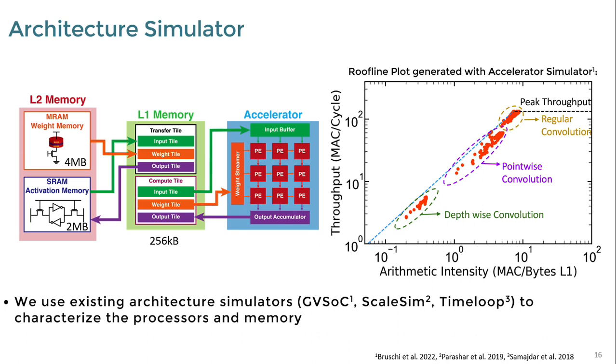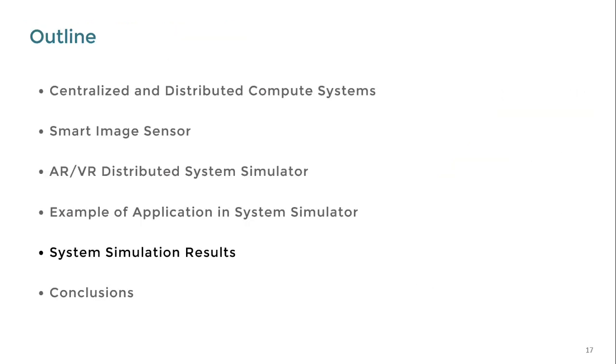Then, using GVSOC, we can extract the performance of each one of these layers, depending on the arithmetic intensity, and characterize our own workloads. So here, I am showing the well-known roofline plot, in which we plot the throughput versus the arithmetic intensity, and we characterize each one of the layers in which we are interested: depth-wise convolution, point-wise convolution, or regular convolutions. So now let's go see the complete simulation results.